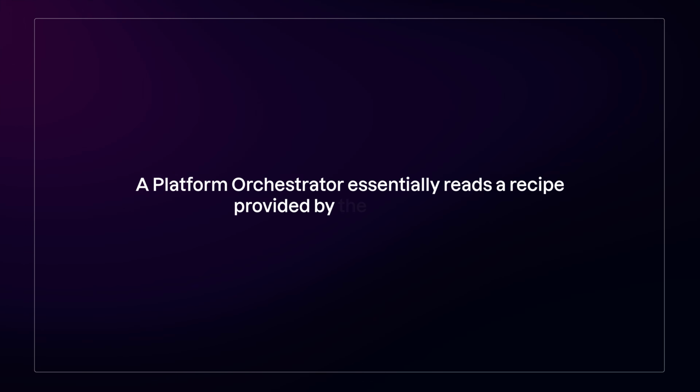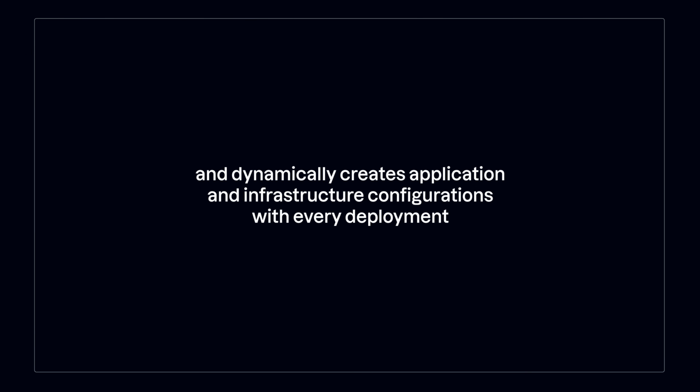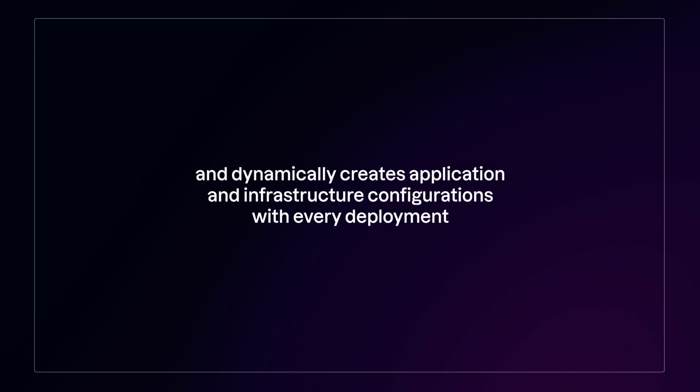A platform orchestrator essentially reads a recipe provided by the developers and dynamically creates application and infrastructure configurations with every deployment. This way, there is no difference between the first time a developer spins up a workload and the nth time. The result is a 95% reduction in configuration files you need to maintain and operate. This approach drives an unparalleled degree of standardization and allows platform engineers to build highly scalable golden paths that include all the resources, configurations, and policies by default.